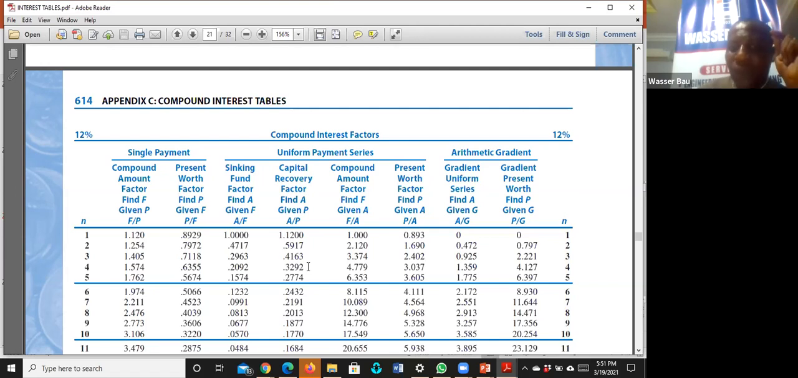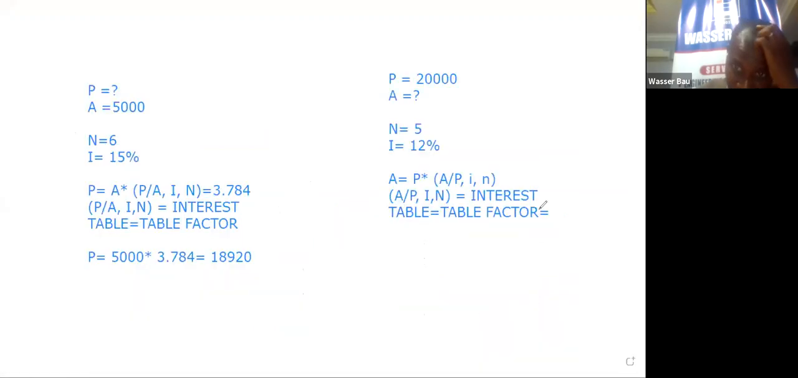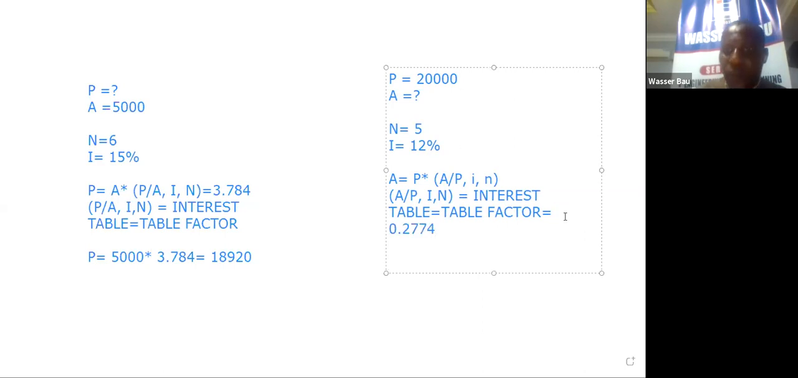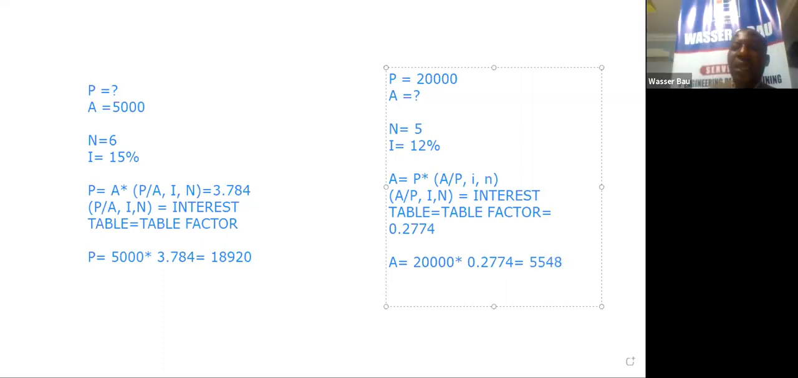So 0.2774 is the capital recovery factor. I go back to my whiteboard and first of all I select it. So the annuity now becomes 20,000 multiplied by 0.2774. I have my calculator: 0.2774 multiplied by 20,000 is 5,548.